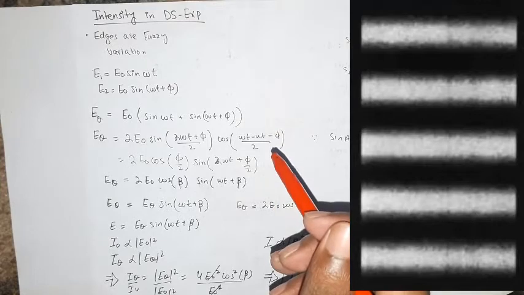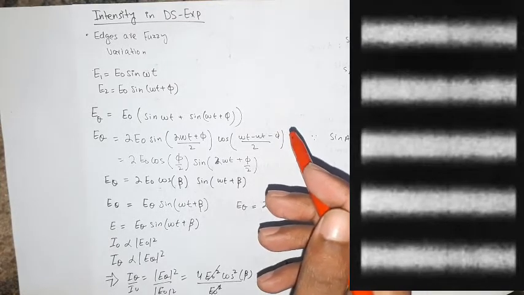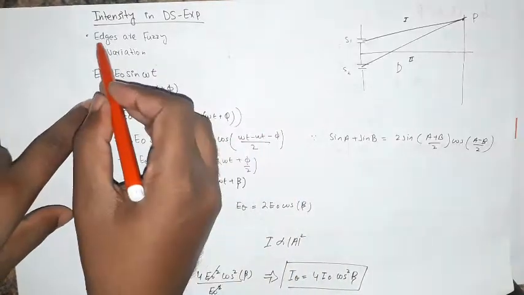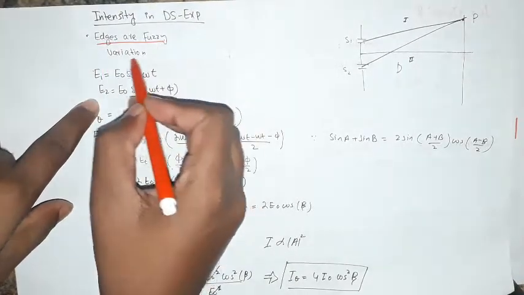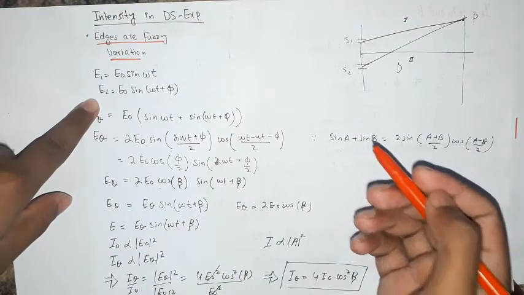We are going to find a relation for this intensity, that is, how this intensity varies from the maximum to minimum. Obviously we have seen that the edges are fuzzy, so there exists a variation of intensity. So this is what we are going to find.